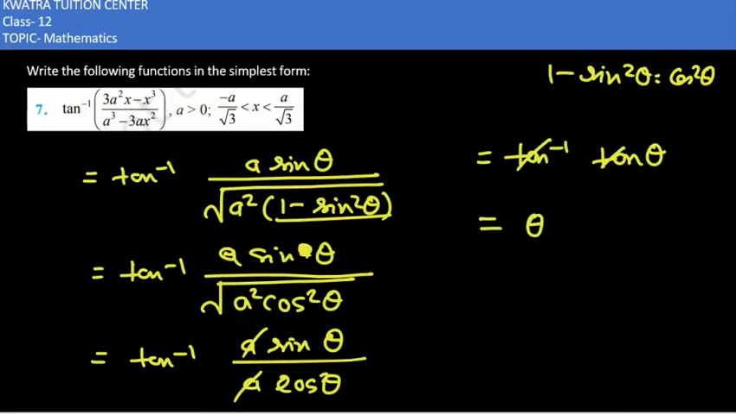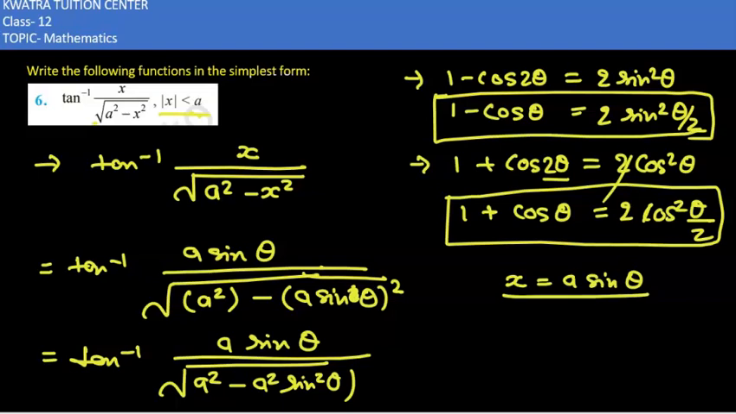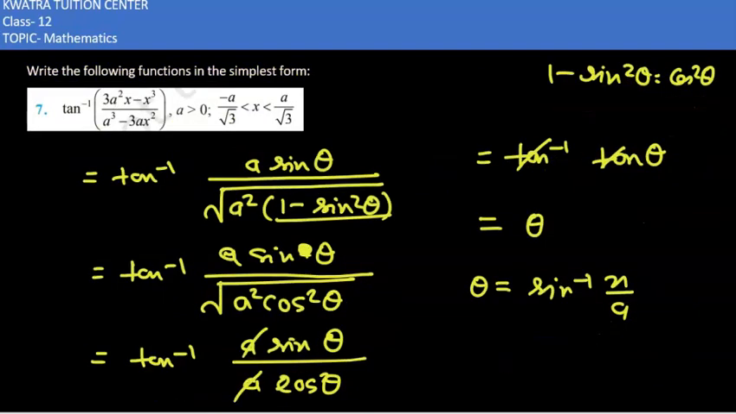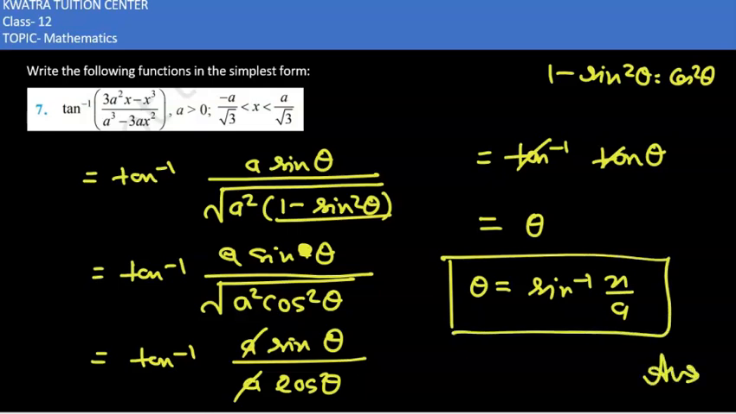When we get only theta, we can check here that theta is equal to sine inverse x by a. What we assumed over here is x equal to a sine theta, so when we get the value of theta, that will be equal to sine inverse of x divided by a. So we have replaced this value in our question. So here's the solution for the question. This is the simplest form of the given question. This is our answer.